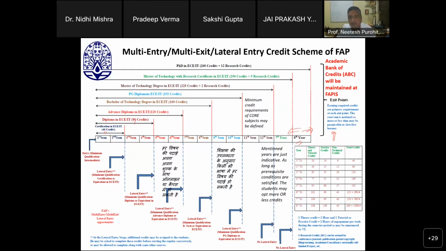So the curriculum, as I said, has been redesigned, and we have ensured that whenever the person is opting for a legitimate exit, that is after earning 40 credits or 80 credits or 120 credits, then the person should have learned something which is complete in some sense. He should be useful in the society. He should be able to serve the society in one way or other.